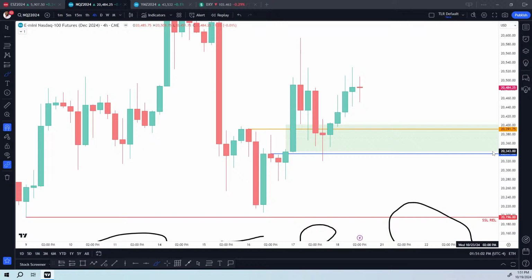Can you explain why the blue one is a propulsion block? I thought when it's within the range of the original order block, it's still considered like one. Like price has to move away from it first for it to be a propulsion block.